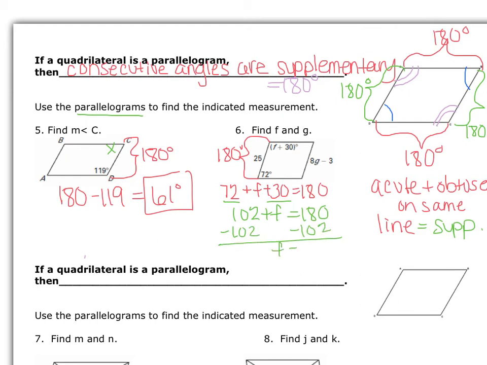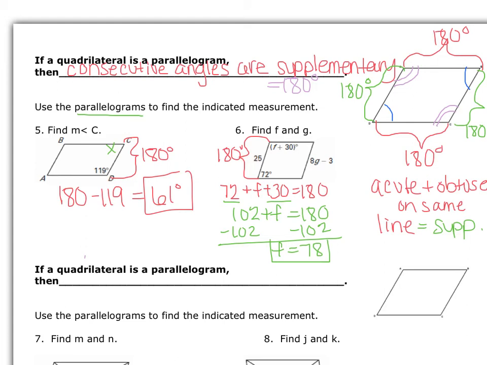So your F is equal to 78. Good job, equation creator. Next, they give me the G. The G is along the outer edge, so it's for this side. Well, if I look here, they give me this expression and then they give me 25. How are those things related in a parallelogram?